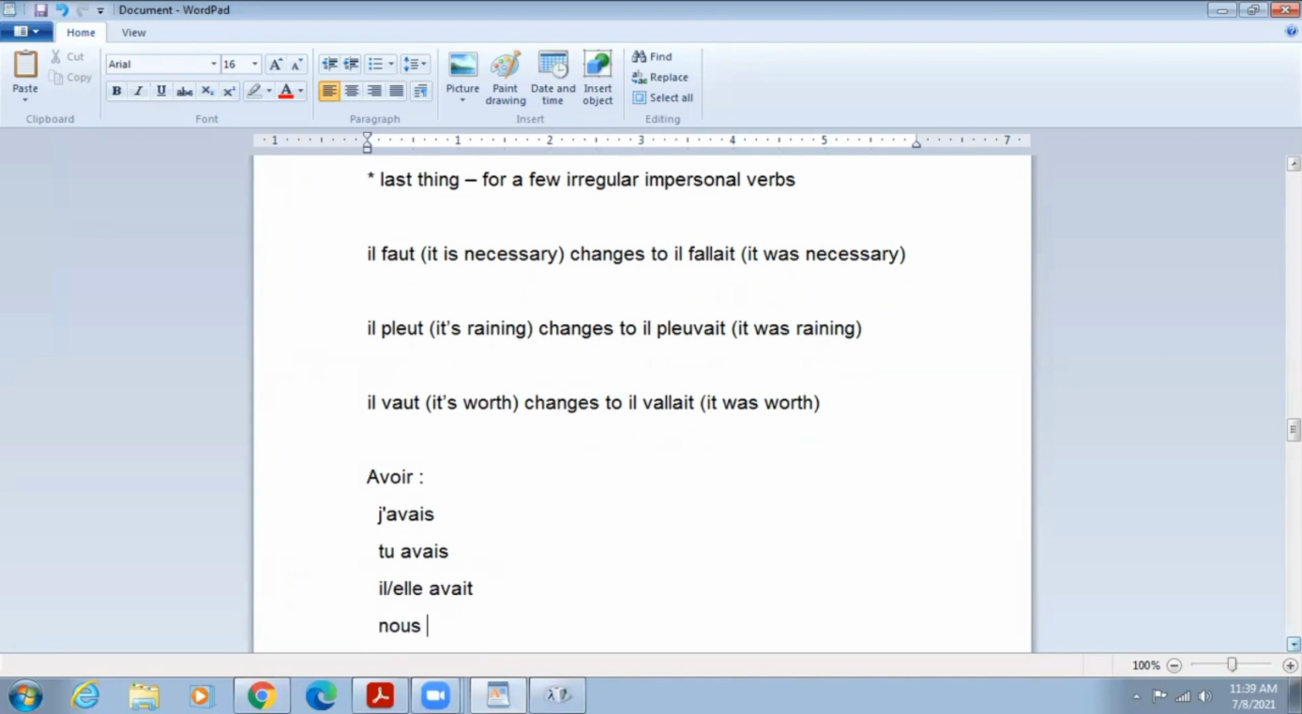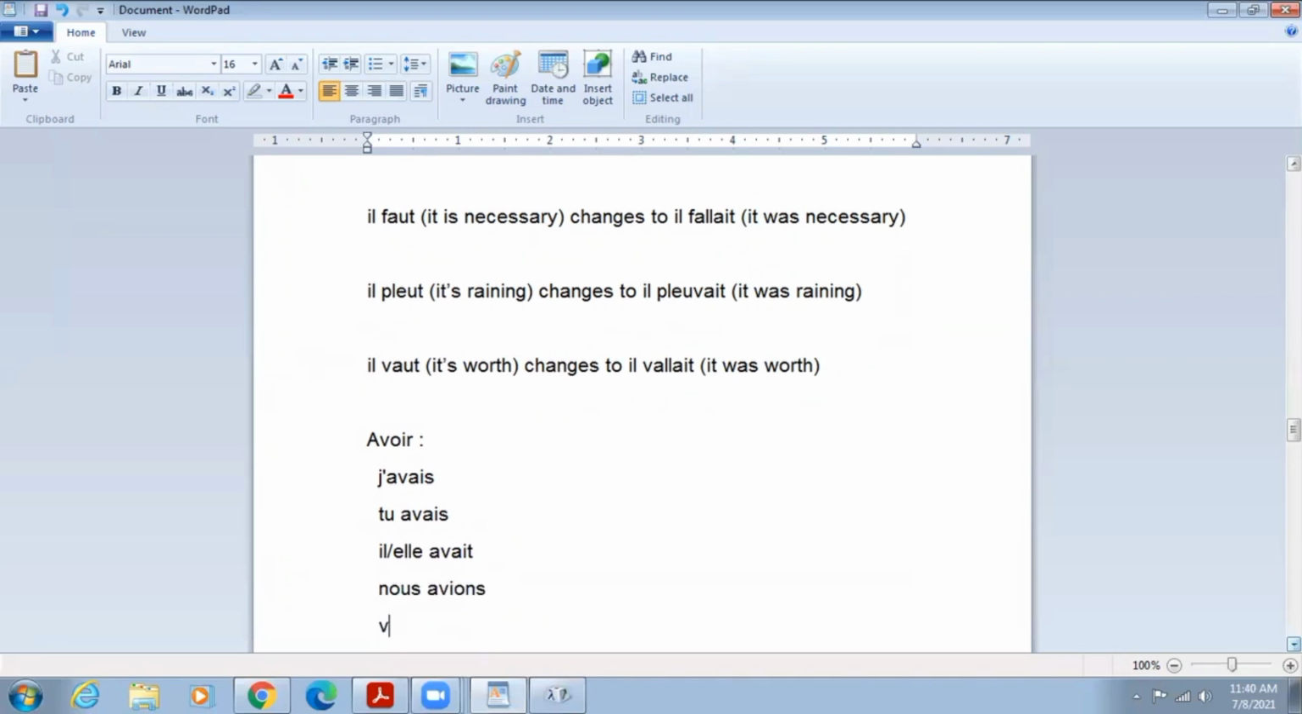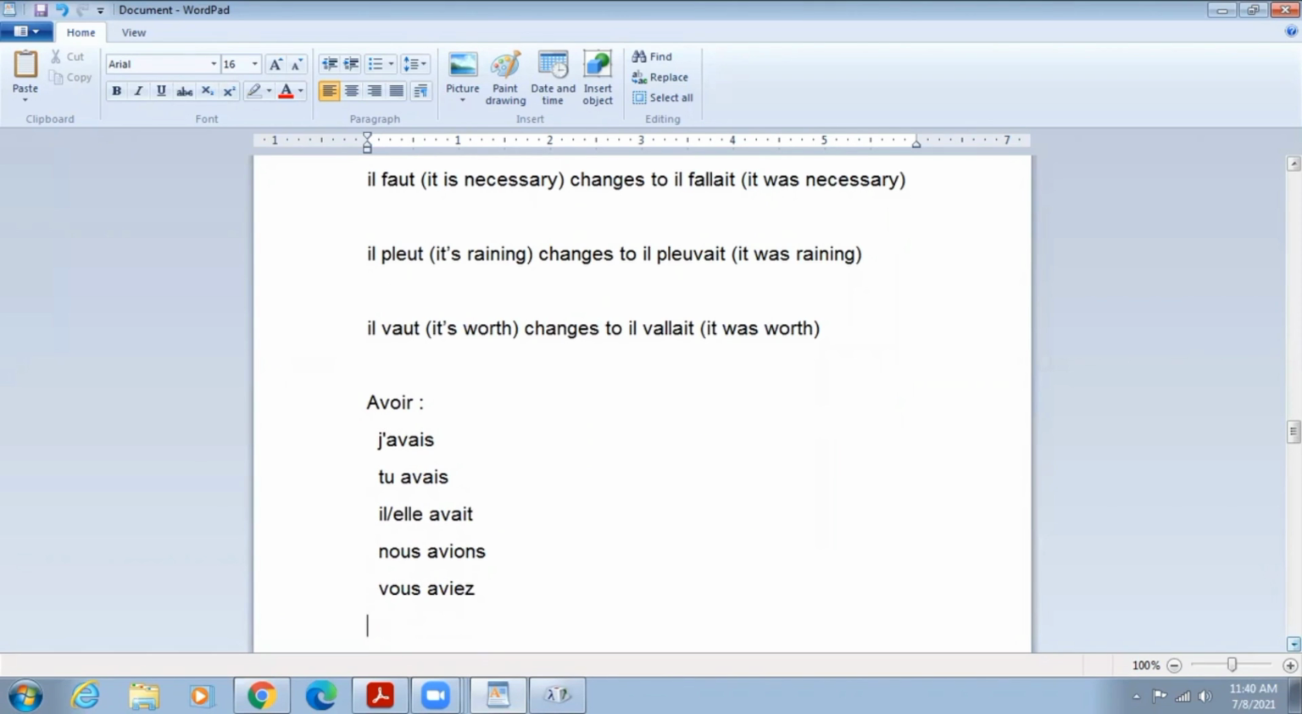Il avait, nous avions, vous aviez, il, elle avait. Because the present form of avoir with nous is nous avons. So drop out ONS and add AIS, AIS, AIT, imperfect.